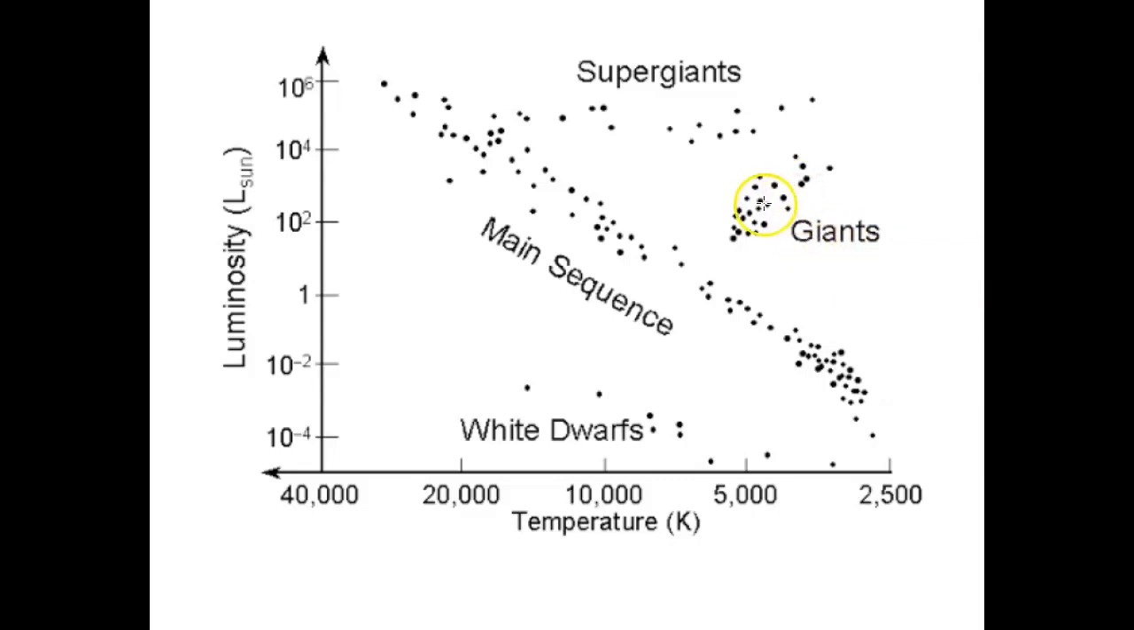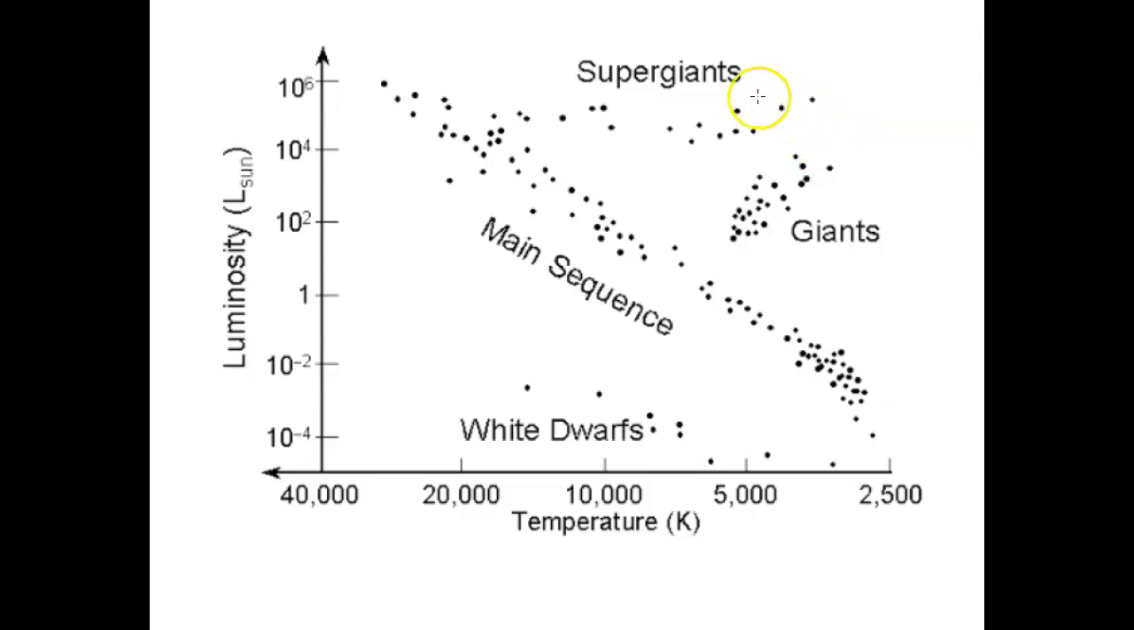Now, the reason the giant stars are lower in temperature but still have a really high luminosity is that their surface area is very, very large. So when our sun goes from a main sequence star to a red giant, its core temperature will increase because it has to fuse the helium, but its surface temperature will decrease significantly, but its luminosity will increase because the radius will increase.